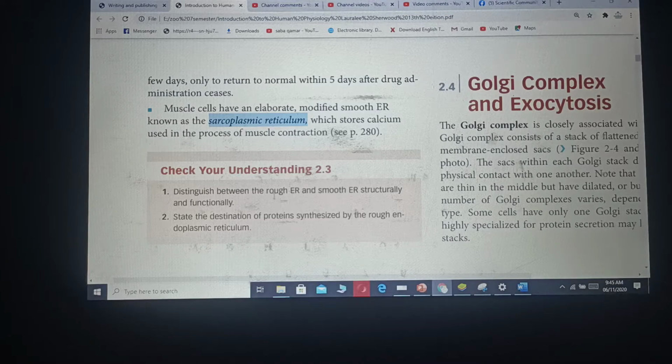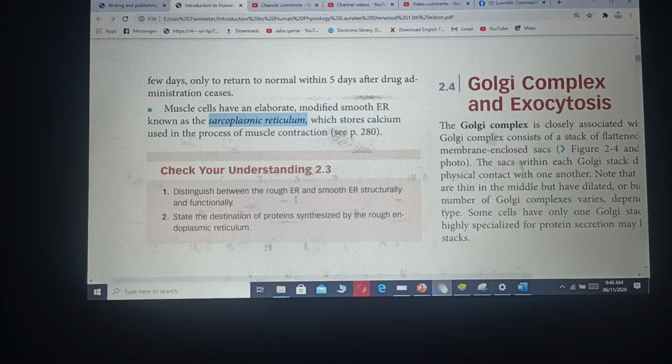What is the difference? This is the question: what is the difference between the rough endoplasmic reticulum and smooth endoplasmic reticulum? Rough endoplasmic reticulum contains ribosomes attached to its outer membrane, so it is involved in the synthesis of protein. On the other hand, smooth endoplasmic reticulum contains a huge number of enzymes attached to the inner surface, which are involved in the lipid biosynthesis, and also in the steroid hormone synthesis.